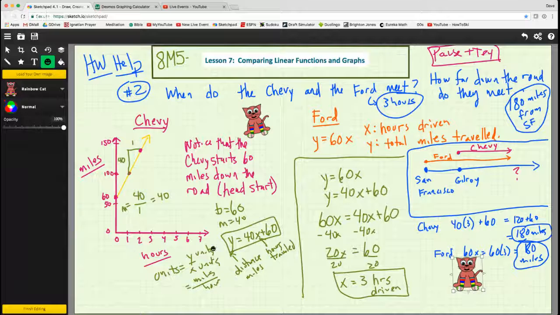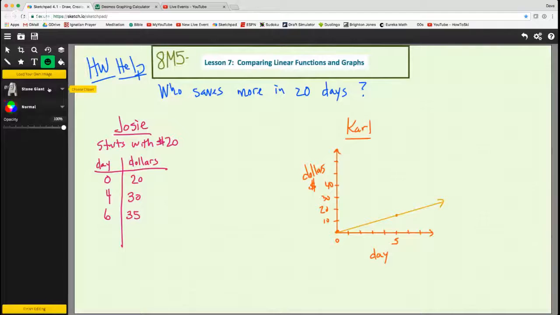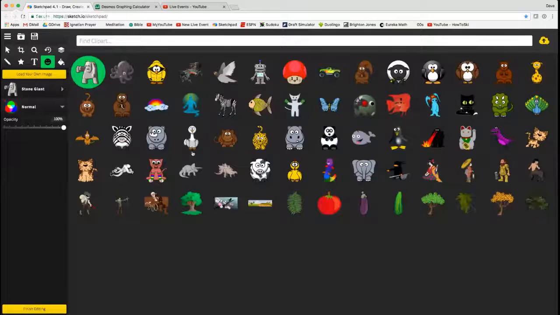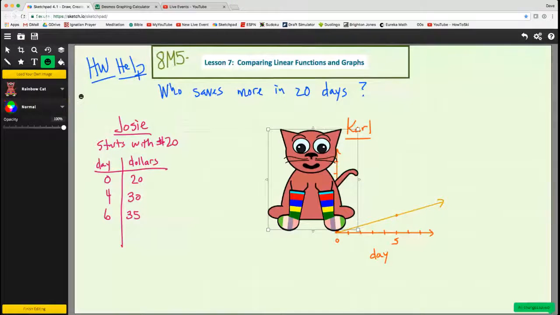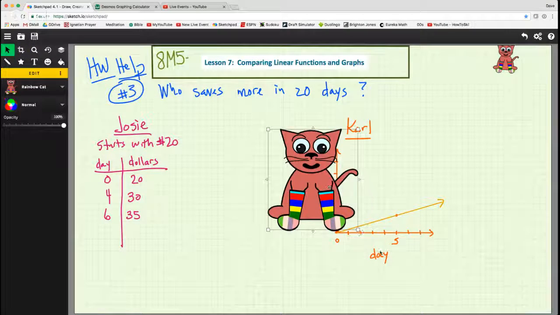Happy cat, happy cat, happy cat. You know, lots of happy cats, because this is a lot of work, a lot of meticulous work. But kudos to you for sticking with it. Let's move on to problem number 3. Why are we on Stone Giant? We got to go back to our happy cat. There we go. Let's put a happy cat up there just for some good karma. Uh-oh. Get happy cat out of the way.